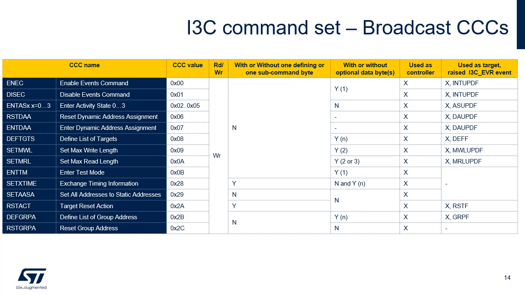The DEF-TGTS CCC tells secondary controller devices what targets and groups are present on the I3C bus via 4 consecutive data bytes per target or group. The SetMWL and SetMRL CCCs allow the I3C controller to set the maximum data write length and respectively maximum read length for all target devices.